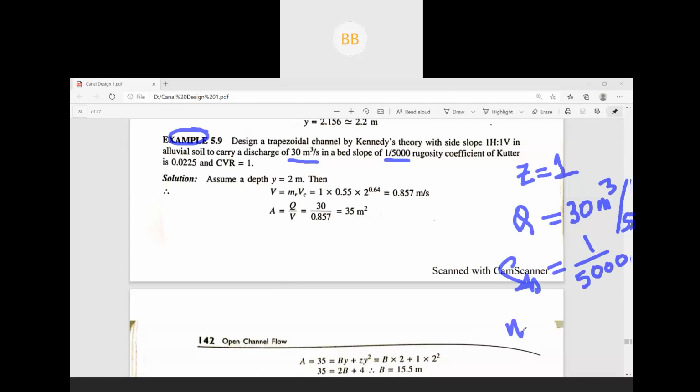Then nk is given, coefficient of cutter, that is 0.0225. So these are the given things, and m, or you can say critical velocity ratio, is given as 1. If you remember the steps, our first step is to assume a depth of flow. We all know it's a trial and error method. So in the first step, we have to assume a depth of flow.